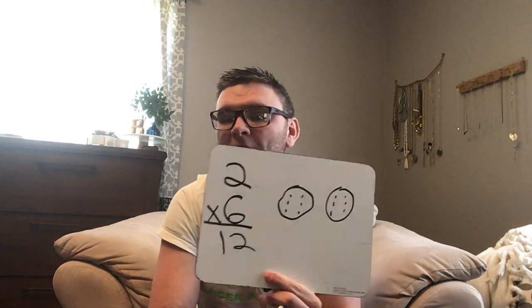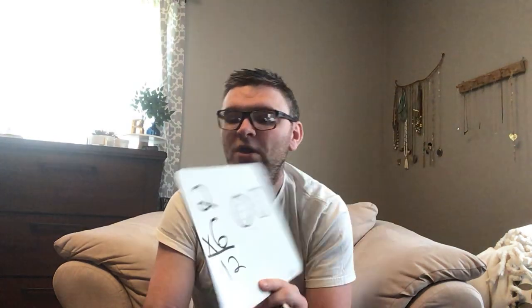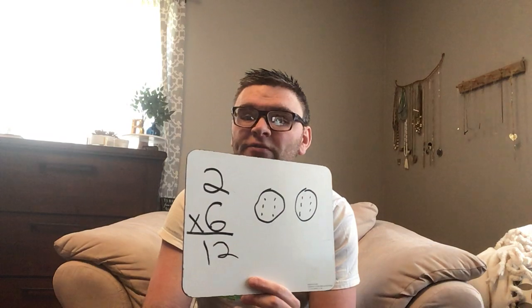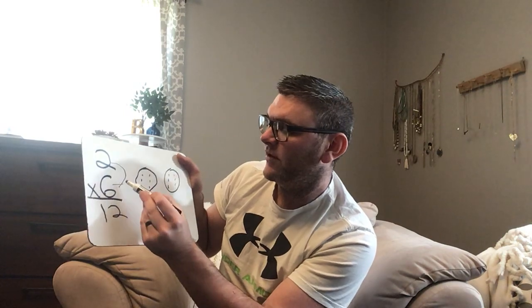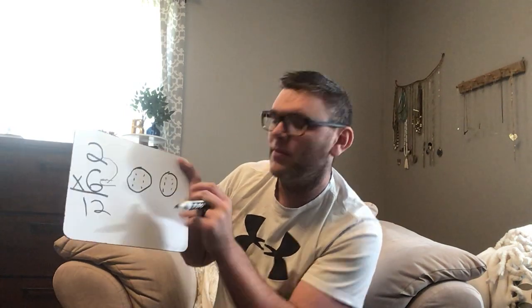When you can skip count, and there's a reason we started with this, when there's a 2 in the problem, you can skip count that many times. So that means I'm skip counting by 2 6 times. And I can even use my fingers. There's no shame in that. 2, 4, 6, 8, 10, 12. And I get there. So I'll get that same answer of 12.